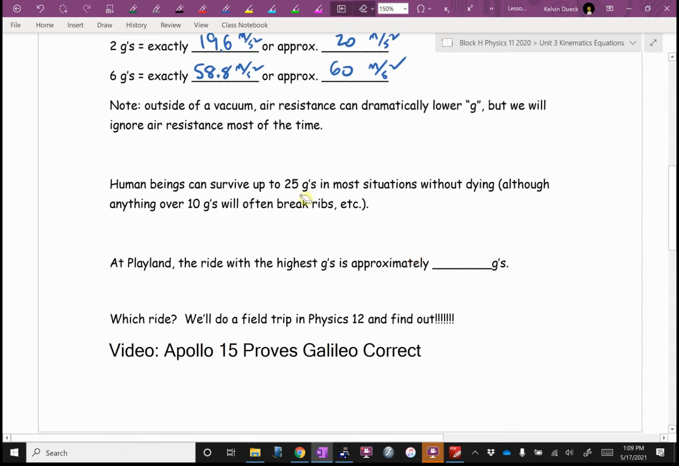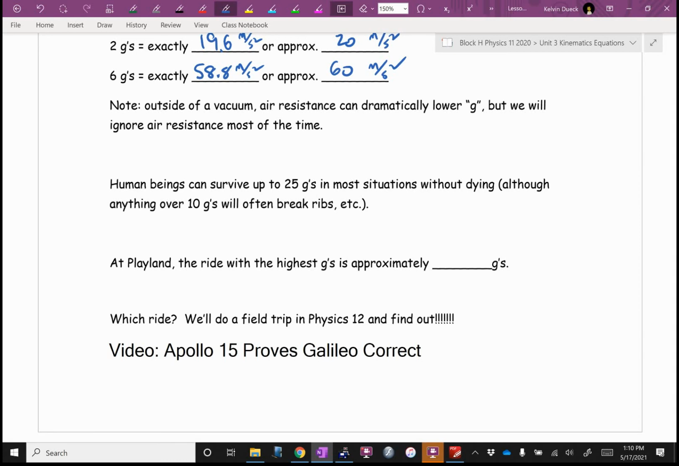Human beings can survive up to about 25 Gs in most situations without dying, although anything over about 10 Gs will often break ribs. All of you right now, lift your feet up off the ground, please. Can you feel the chair pushing up on you? Yeah. That's 1 G. You're all used to it.